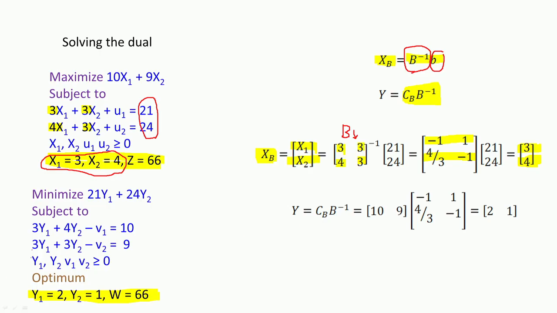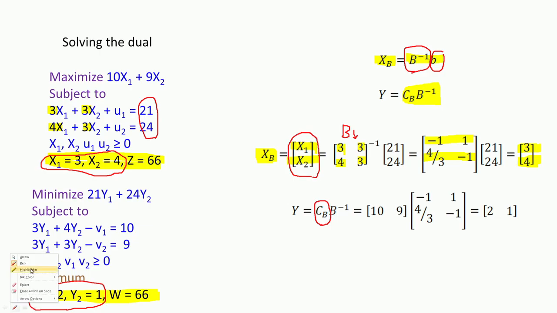Now what is the value of the dual? By solving the dual optimally we got y1 equal to 2, y2 equal to 1. Now the dual is given by CB B inverse. What is CB? CB is the objective function coefficient for xb.